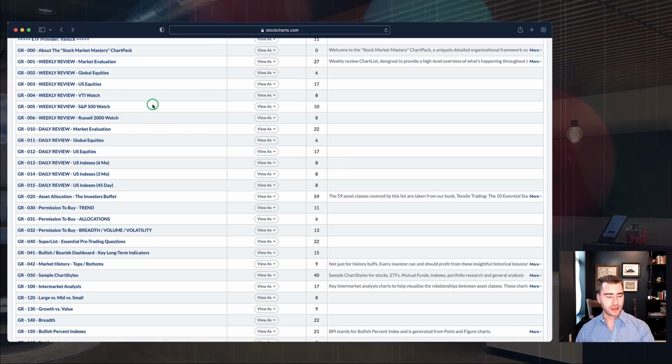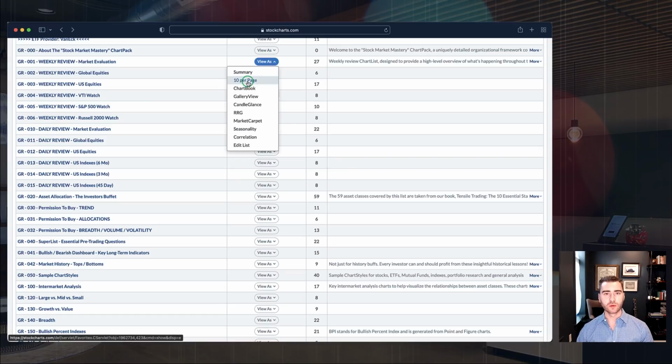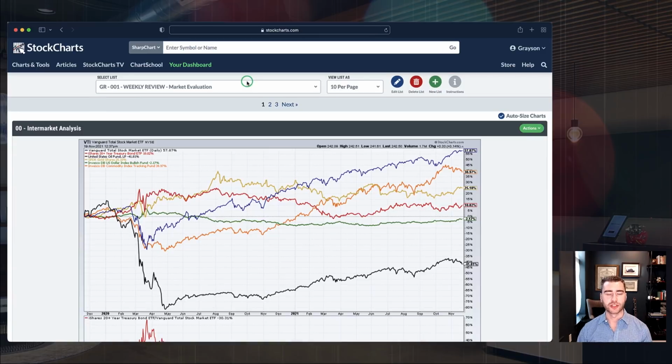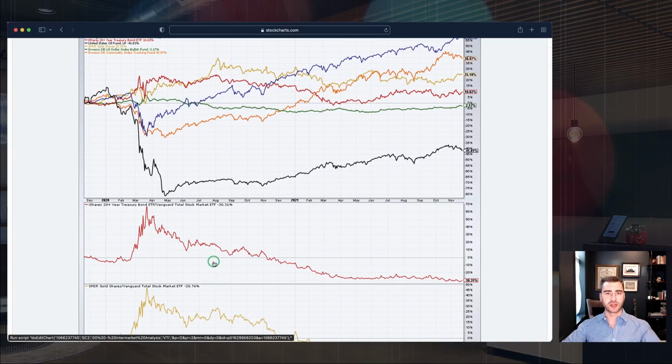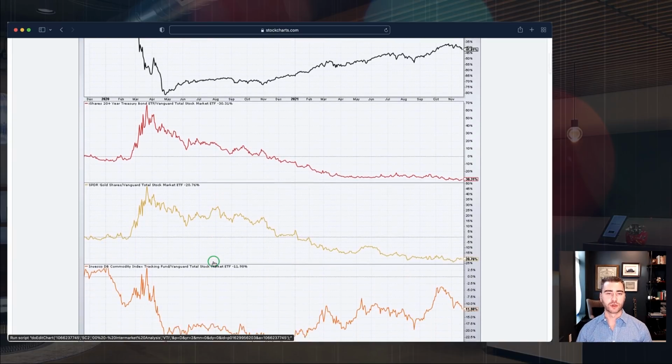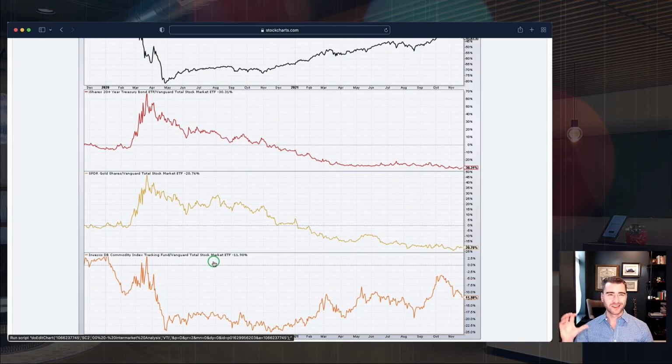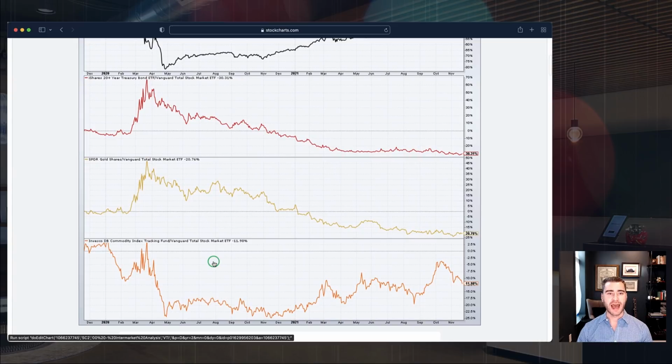So these are some of the most important lists that I have in my account, and they are included here with the chart pack. Now, to give you a sense of what these look like, we'll actually jump in here. We'll do 10 per page. These are the types of charts that you get with the chart pack. We have things like my intermarket analysis chart, which brings in tons of different asset classes all under one chart. All of these are pre-formatted. This is exactly what you get when you install the chart pack. You get these charts added right to your account.